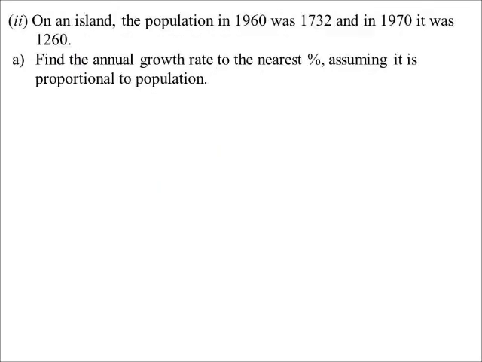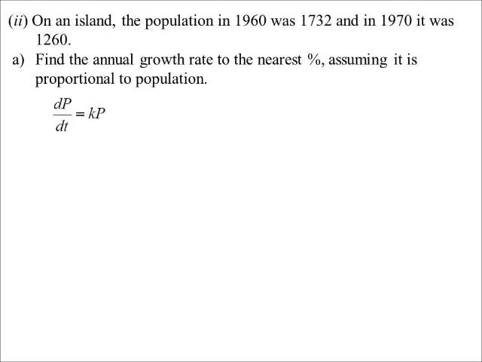We're now going to do a decay one, because you see, on this island, there's only 1,732 people in 1960, but clearly they don't get along, because in 1970 the population's now 1,260. Find the annual growth rate. Well, actually it turns out to be a decay rate, of course, assuming it's proportional to population.